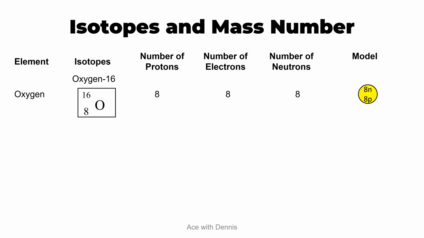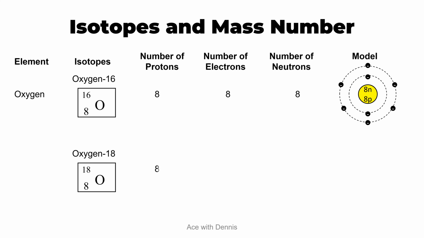by 8 electrons. The second isotope is oxygen-18, where the mass number is 18 and the atomic number is 8. So from here, we can see that the number of protons is 8, the number of electrons is 8, but the number of neutrons is 10. So to draw the model, in the nucleus there are 10 neutrons and 8 protons, and this nucleus is orbited by 8 electrons.